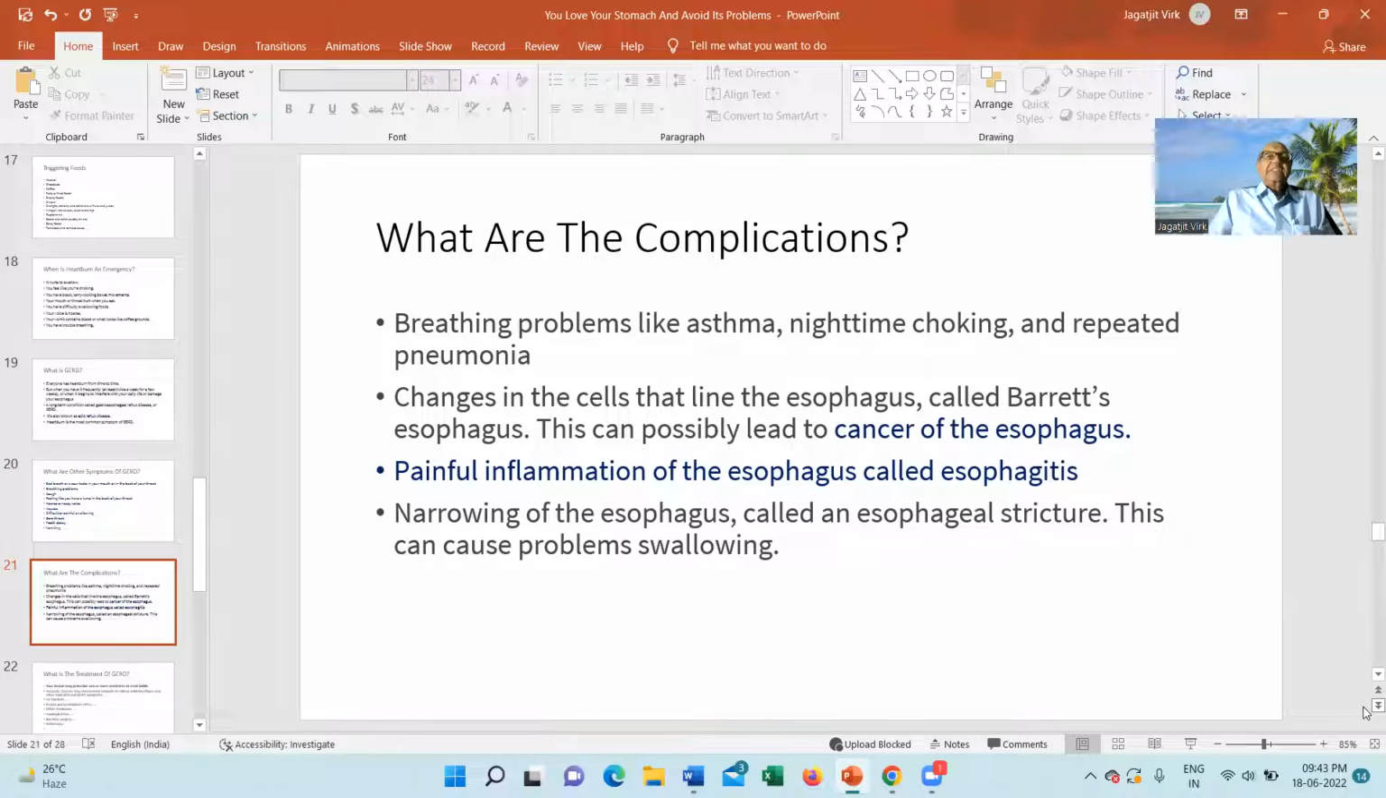What are the complications? Certain breathing problems like asthma, nighttime choking, and repeated pneumonia, changes in the cells that line the esophagus called Barrett's esophagus. This can possibly lead to cancer of the esophagus at the lower end, mainly. Painful inflammation of the esophagus called esophagitis, narrowing of the esophagus called an esophageal stricture. This can cause problems of swallowing.